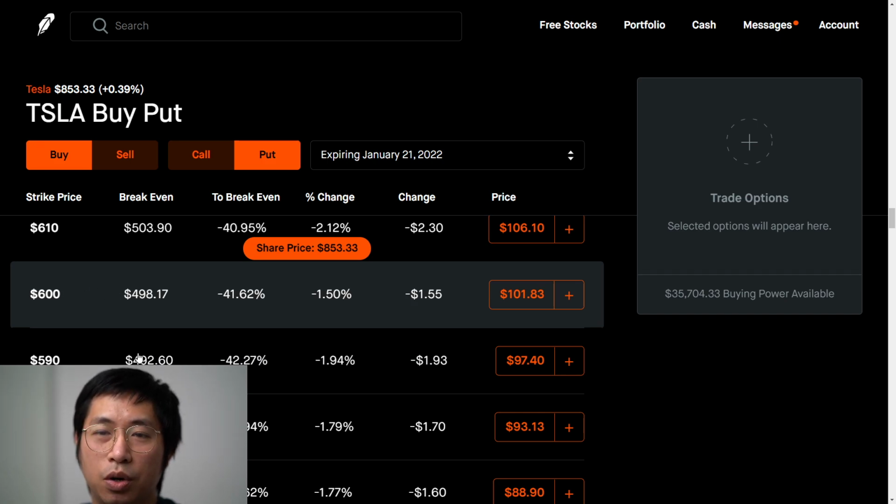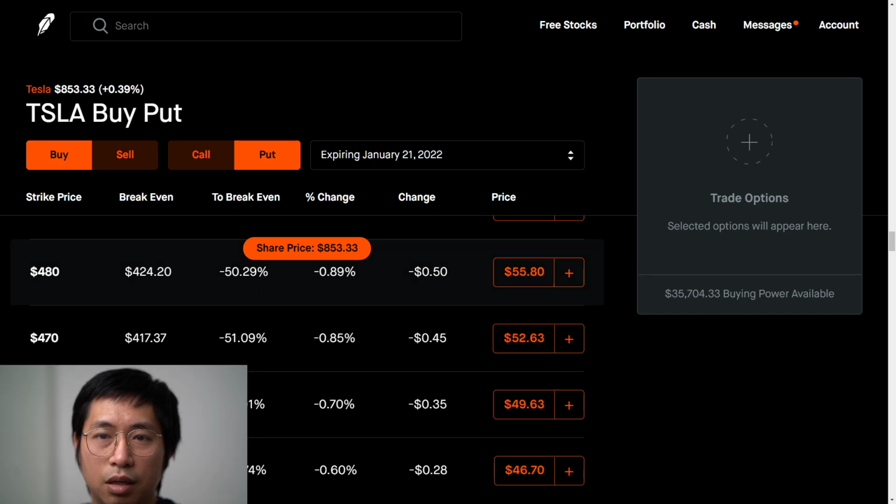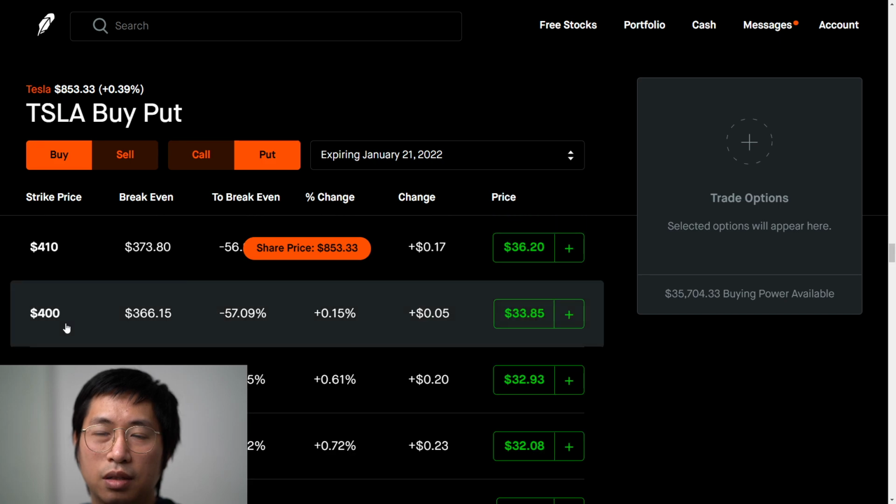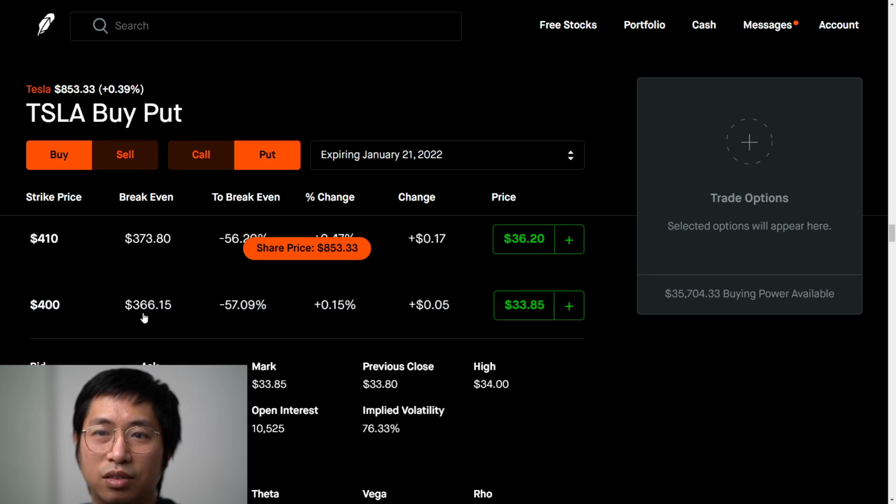For example, if we chose the $400 strike price, look at this. The break-even price is $366.15. So Tesla would have to drop by a lot, down past $366.15 in order for you to actually make a profit at expiration.